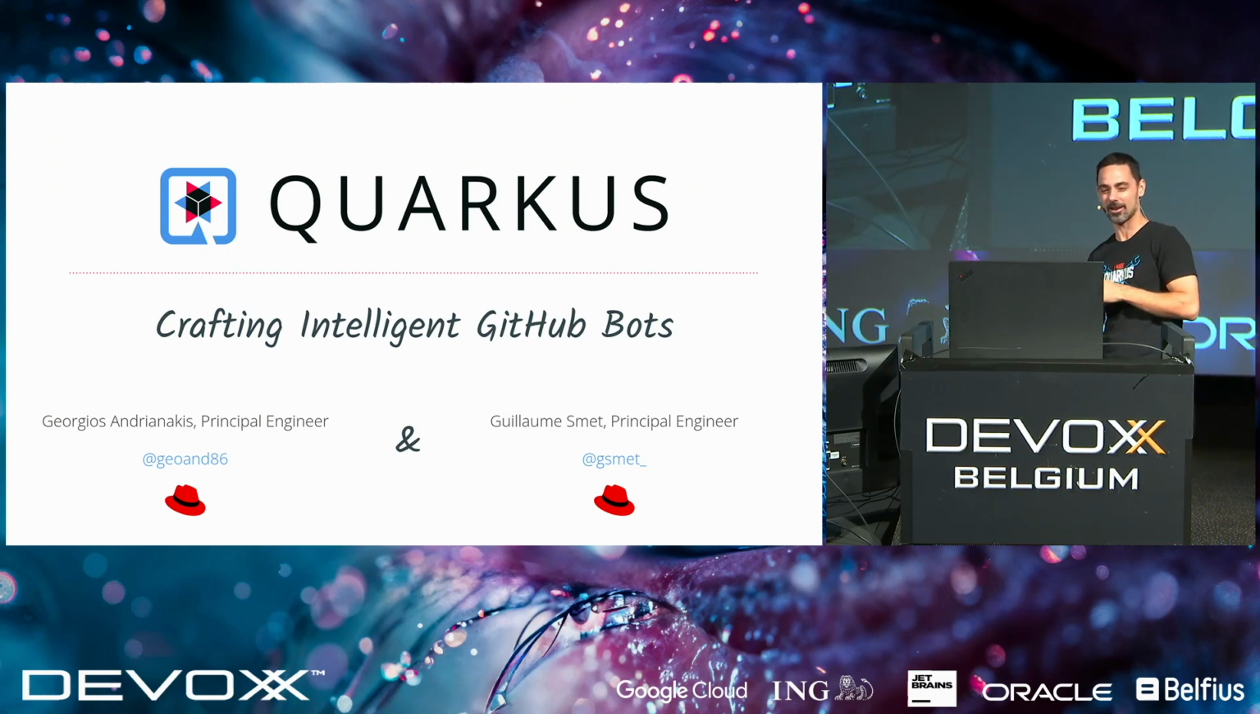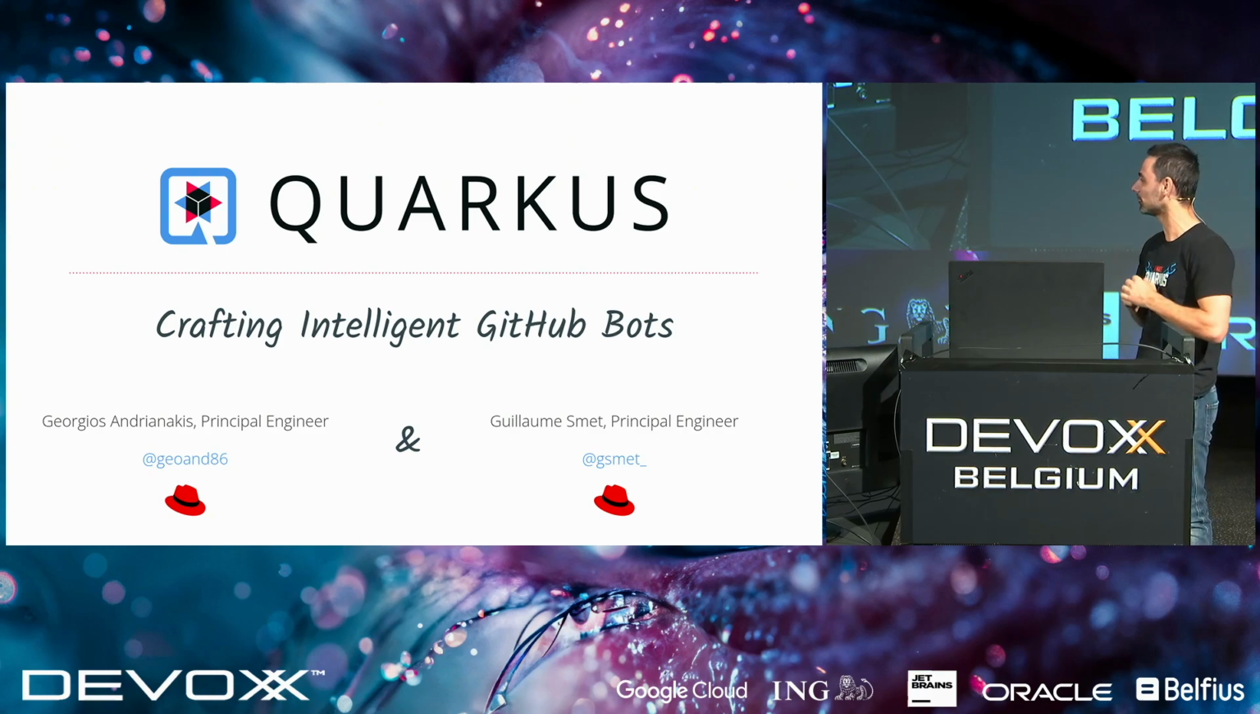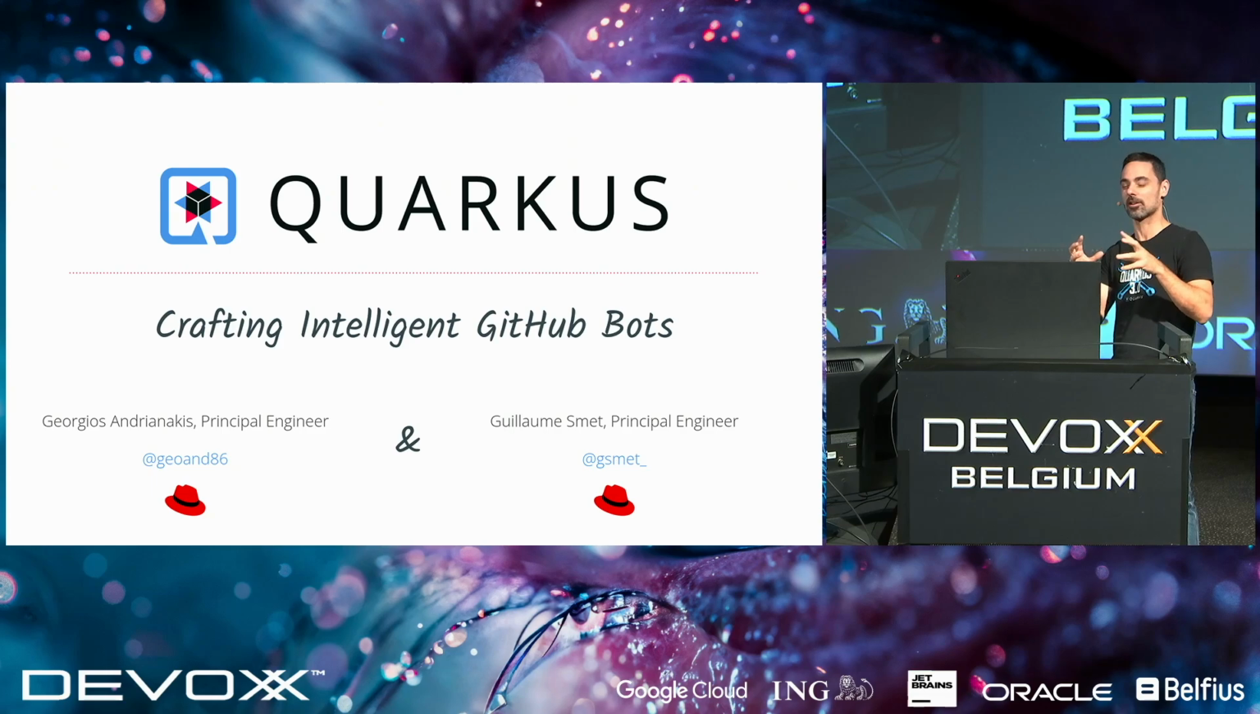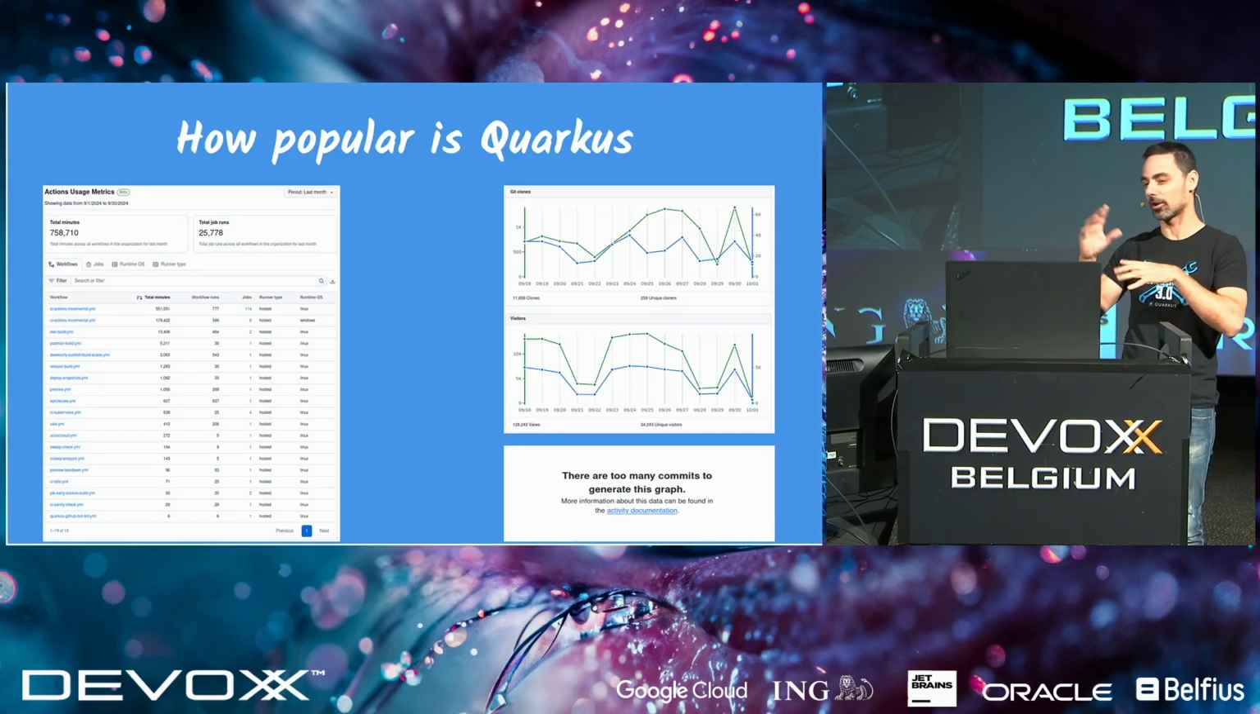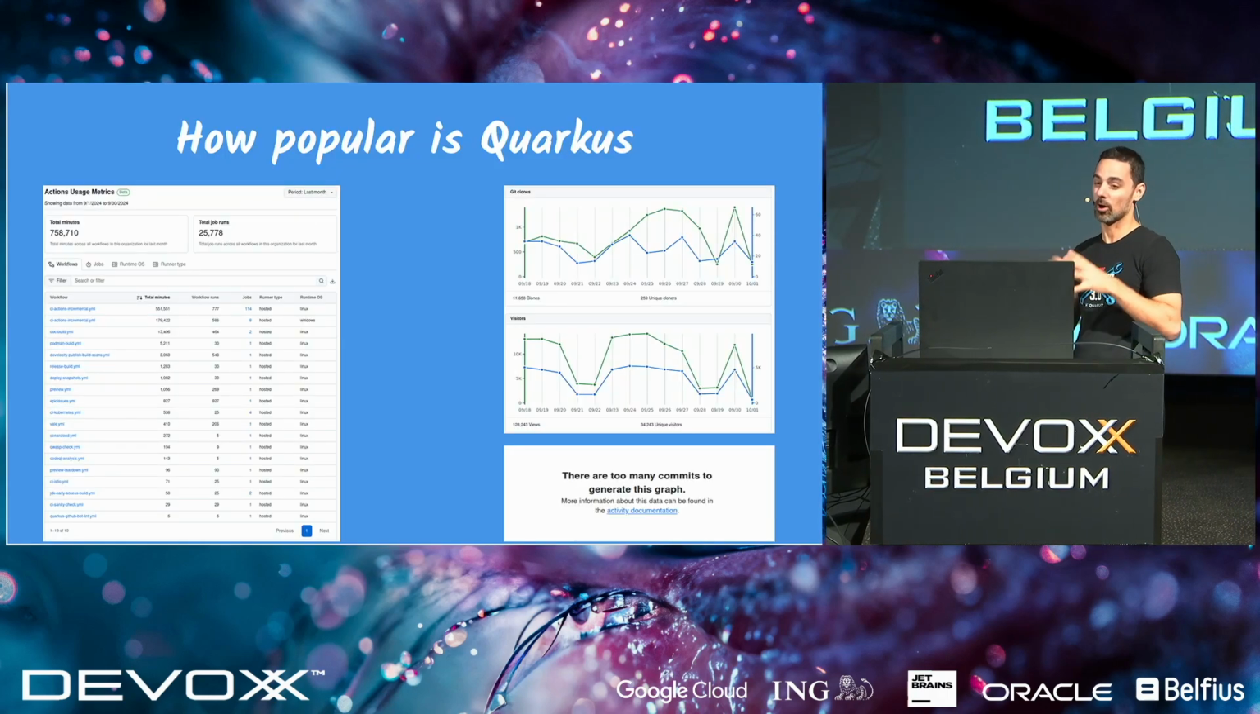We both work at Red Hat, and what we're going to try to show you today is how you can create intelligent GitHub bots, meaning using GitHub APIs and some artificial intelligence that you've been hearing all about. So let's go really quickly and show why we're going to use this stuff and in what context.